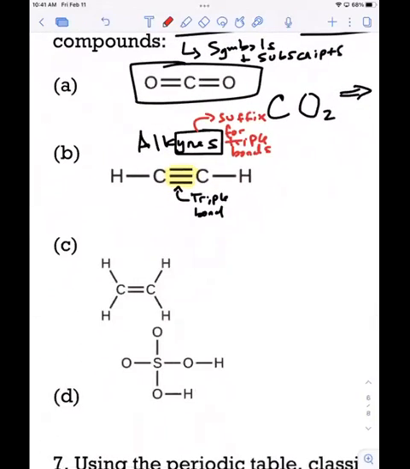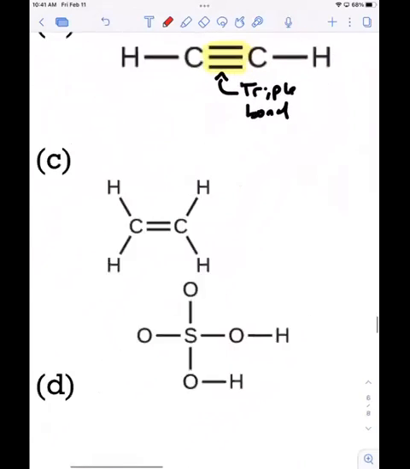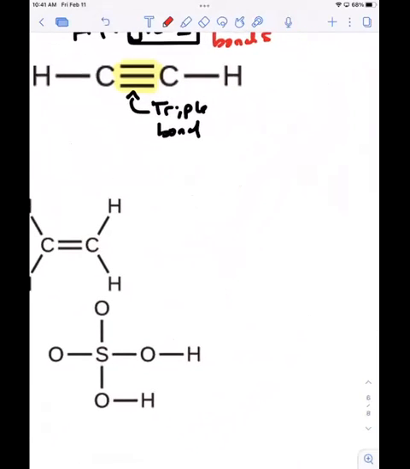This particular compound, the name of it, even though this is beyond the scope of the class, I think y'all are smart enough, I can give it to you. This is called acetylene. That's the name of this compound. We're not worried about that part though.